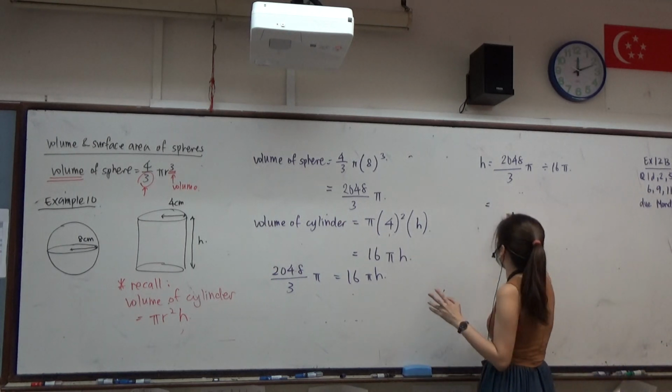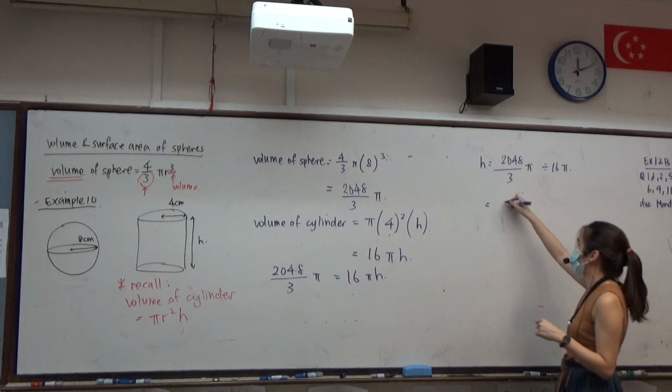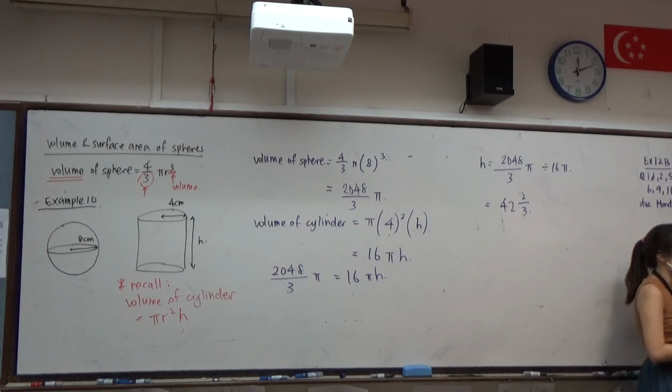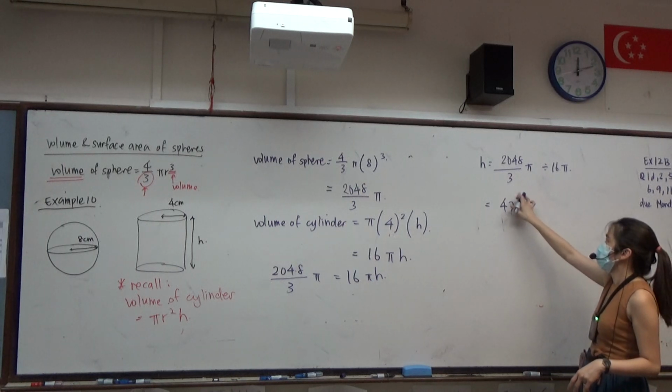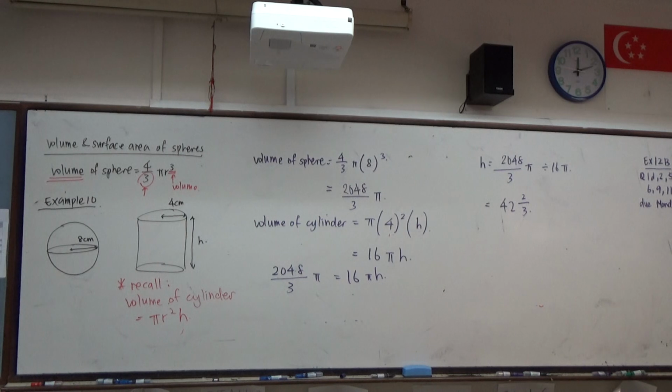I said you get a very nice number, so that means most likely a fraction, right? 42 and 2 over 3. Try to leave our answer in exact form as much as possible. When it comes to exams, this is just an exam criterion. They want it to be in exact value first. So always see if you can change it into a fraction first, before you leave it to 3 SF.